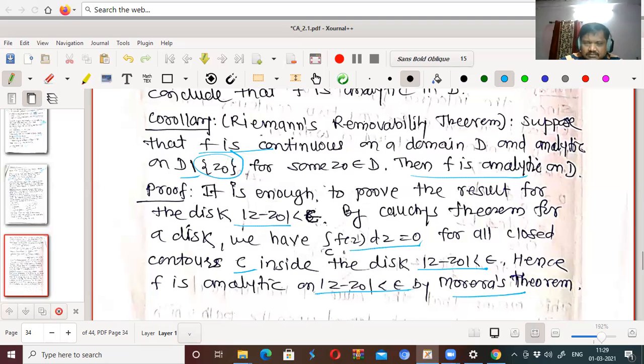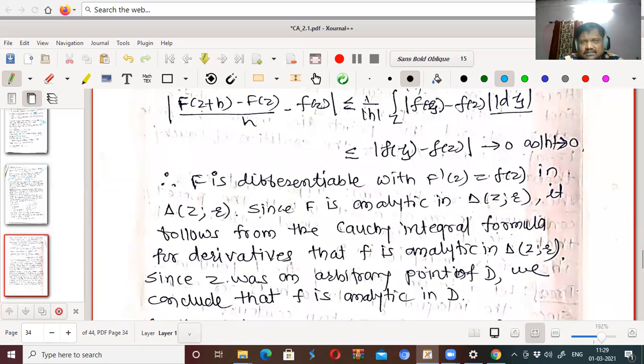So we have covered the minimum modulus theorem and Riemann's removability theorem. For this lecture, we will stop here. The remaining part we will see in the next lecture.